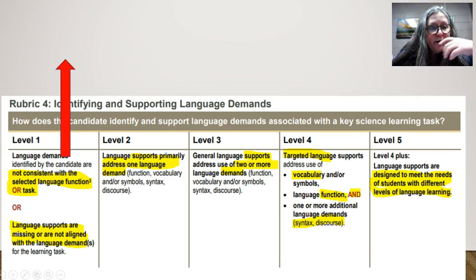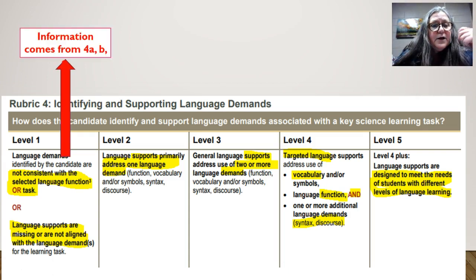rubric, so the information for level 1, what a scorer is going to do is make sure, first of all, that the language task that you describe is in line with the language function that you selected, and that the demands that you choose fit. And so again, it has to do with alignment. And that's going to be shown in 4A and 4B.